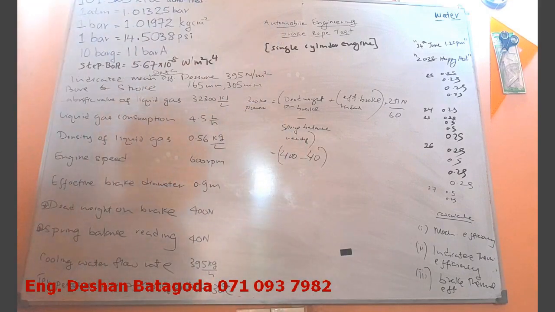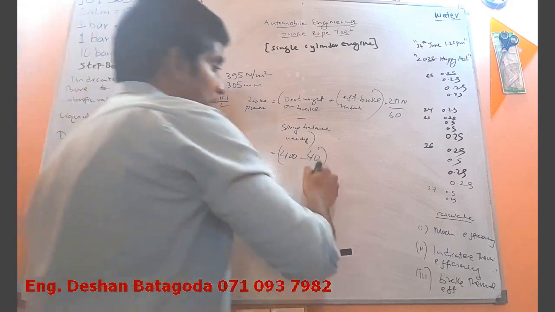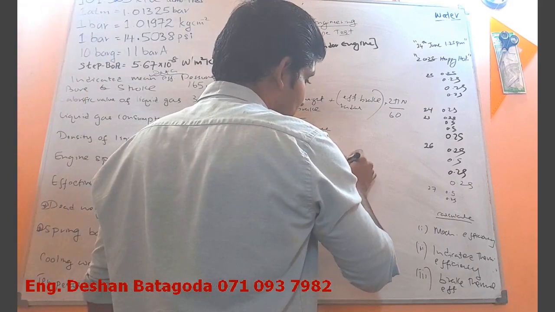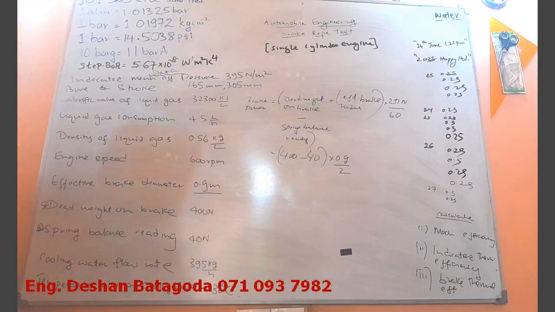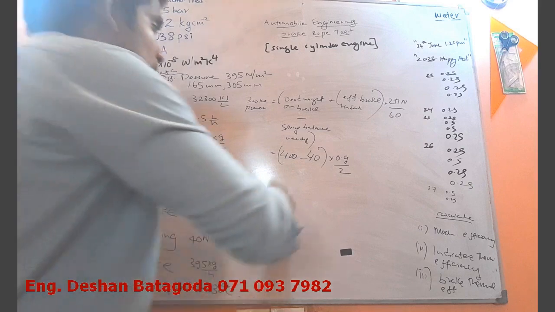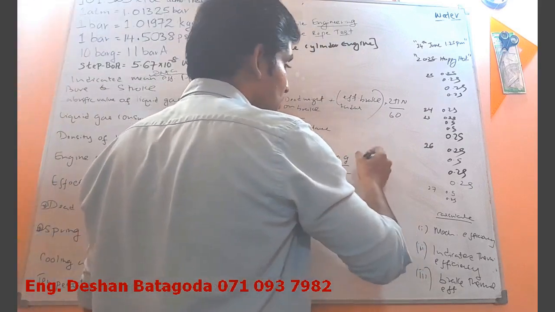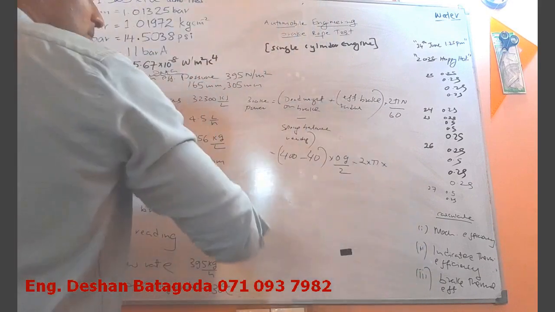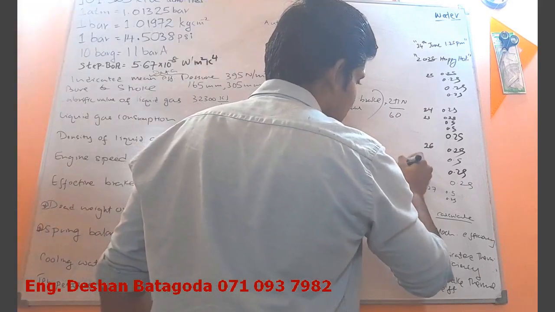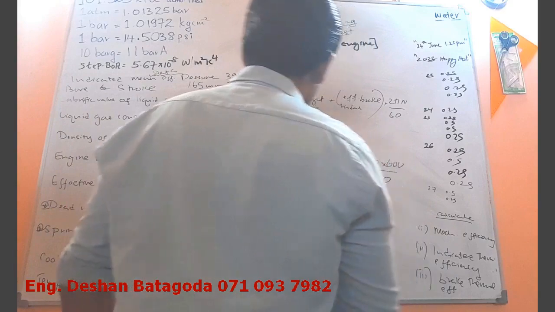Then what is the effective brake radius? We know the effective brake diameter, that is 0.9. So effective brake radius will be 0.9 divided by 2, because they are asking power. Power means torque into angular velocity. Okay, so 400 minus 40, times 0.9 divided by 2, times 2 multiplied by pi multiplied by the engine RPM, 600, divided by 60.